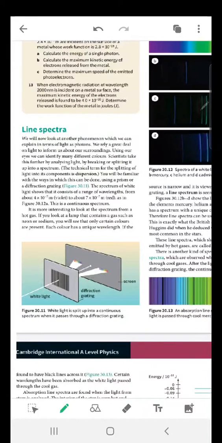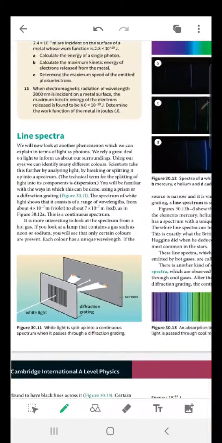We all know that light actually consists of many different colors. If we pass that light through a prism or any glass-like object, we can see that the light is dispersed into its different colors, right? But this also explains some properties of photons. Let's read this out, and you will come to know how interesting line spectra are.